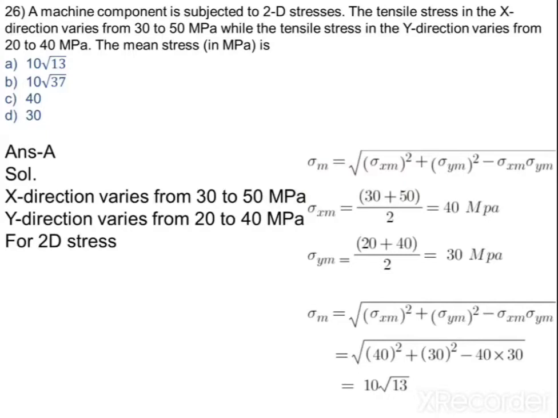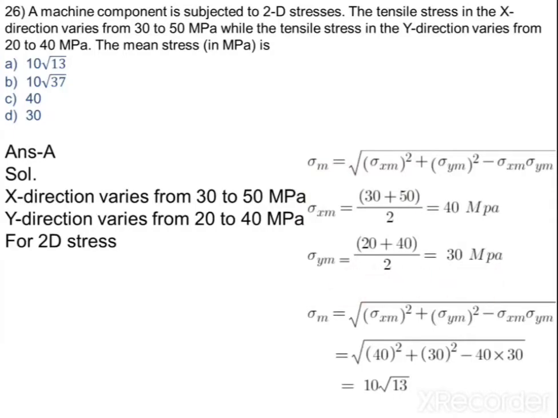the stresses. In x direction the stress varies from 30 to 50 megapascal. So if you calculate sigma xm, that is nothing but mean stress in x direction, that is 30 plus 50 by 2, you will get 40 megapascal. Similarly for the y direction, the stress varies from 20 to 40, so 20 plus 40 by 2, that is 30 megapascal.